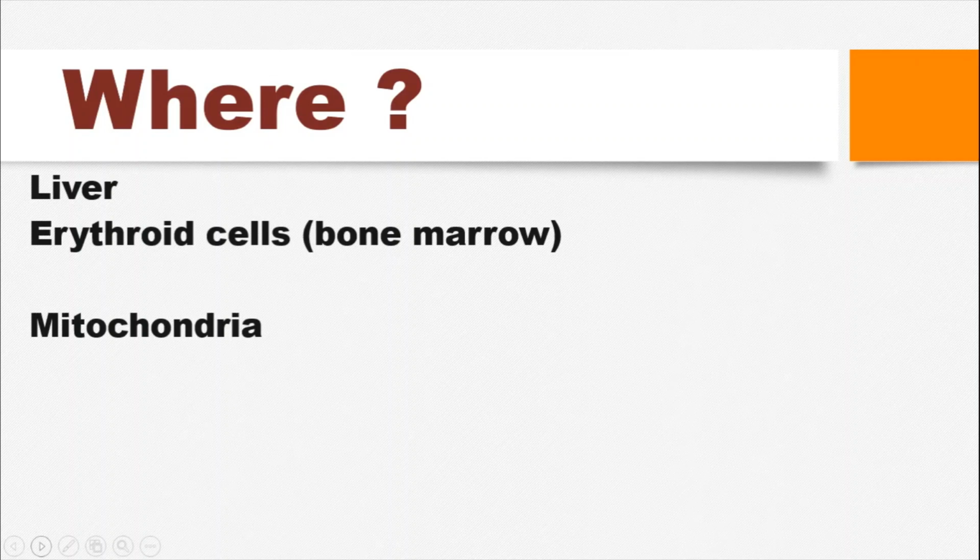But I have written mitochondria twice. What is its significance? The significance is very simple. The first few steps occur in mitochondria, then the product comes out in cytosol, and finally again some steps within the mitochondria. So it's a bi-compartment process.